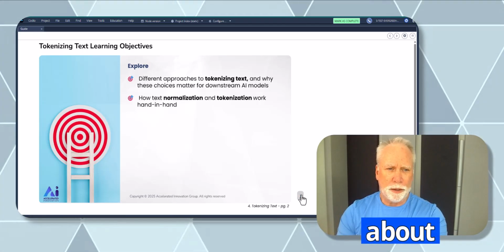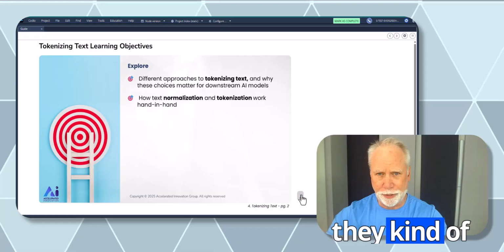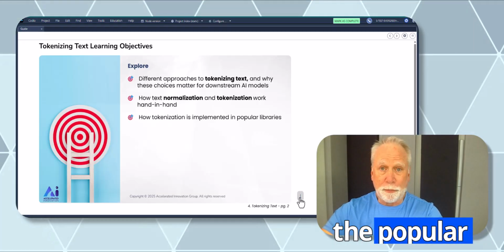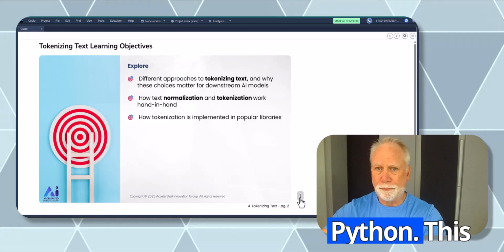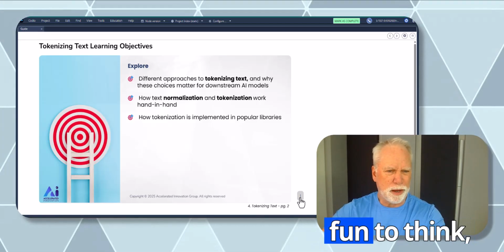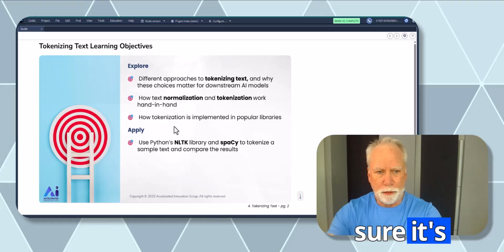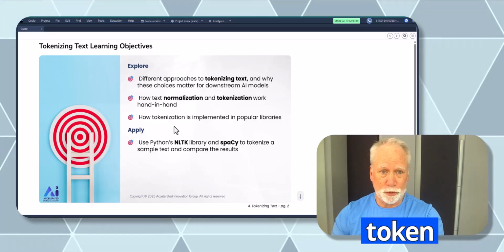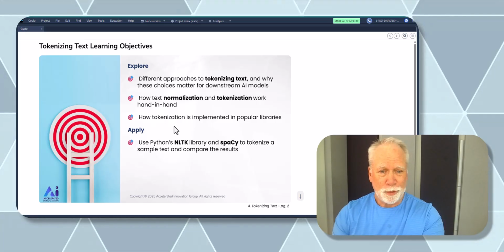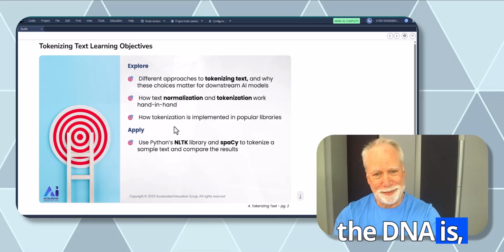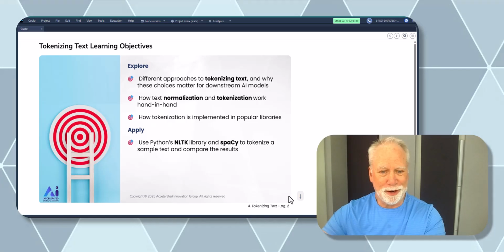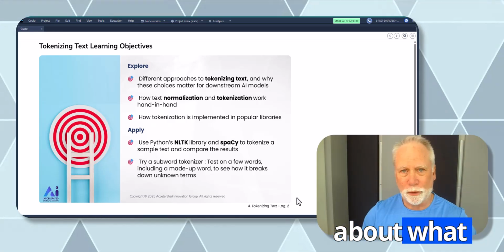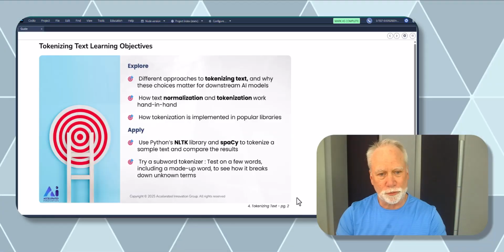And then we're going to talk about normalization and tokenization and how they work together, and then how tokenization is implemented in some of the popular libraries that we use in Python. This is going to be Python specific, but I'm sure these models work other places, right? So Python has a natural language token library, and then there's spaCy. Pretty popular out there.